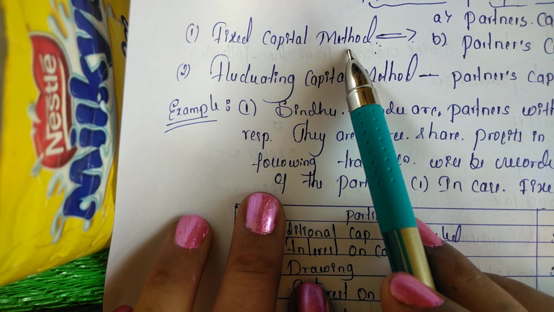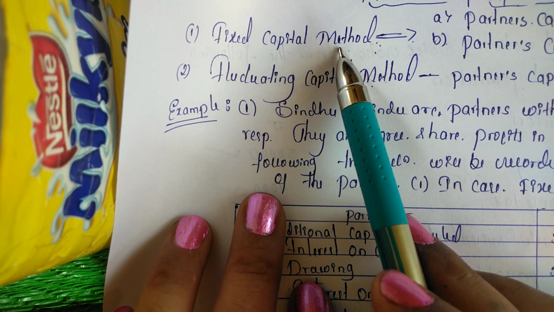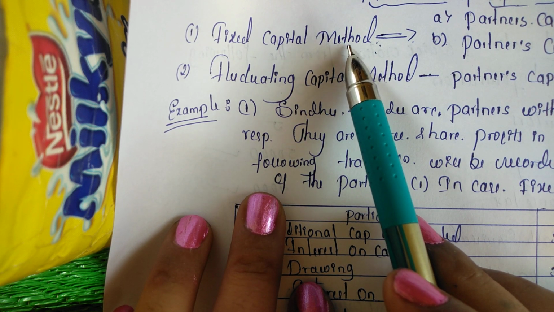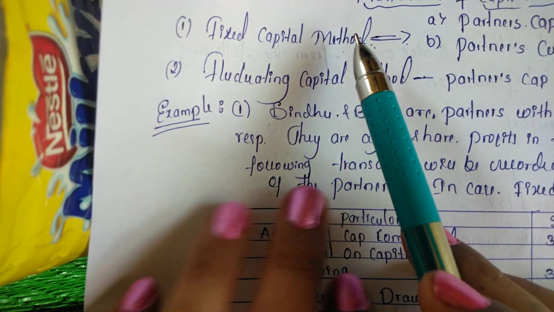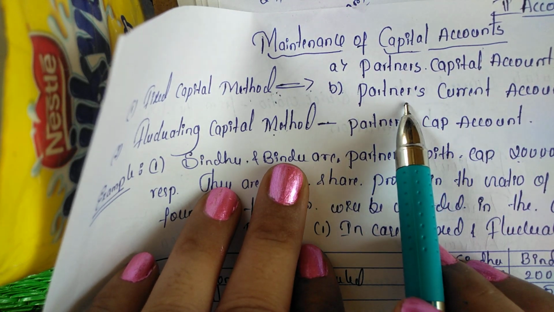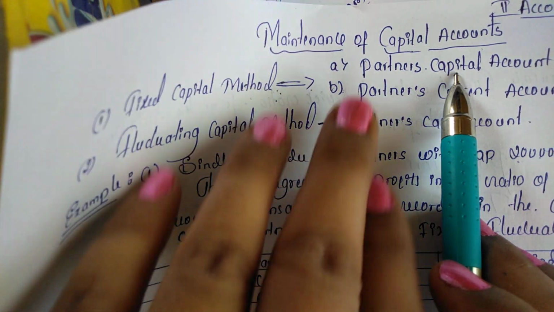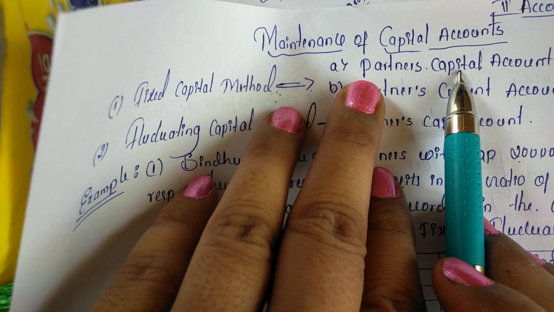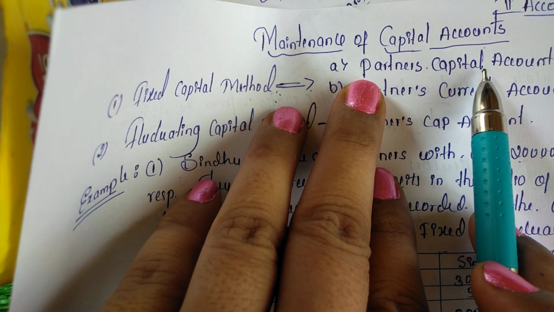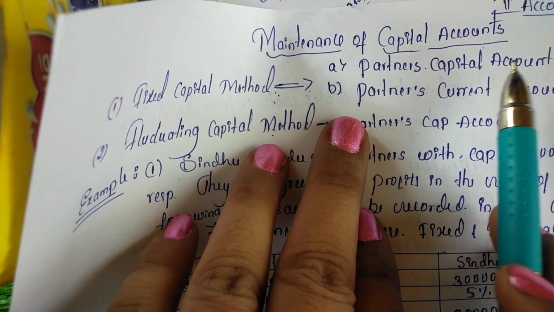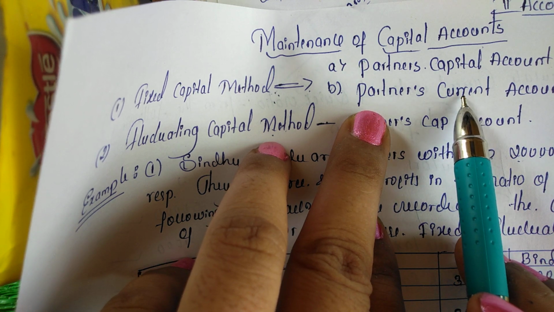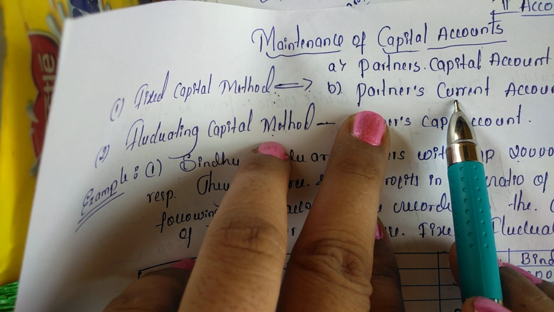According to the fixed capital method, the partner's capital remains constant when he introduces any additional capital or withdraws money. Here we maintain two types of accounts: one is the partner's capital account and the other is the partner's current account. In the partner's capital account, we only enter the additional capital introduced by the partner and the existing capital of the partner. Next, in the partner's current account, we record the interest on drawings, interest on capital, salary, etc.